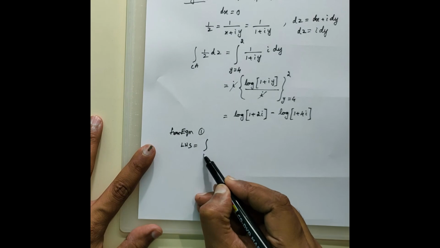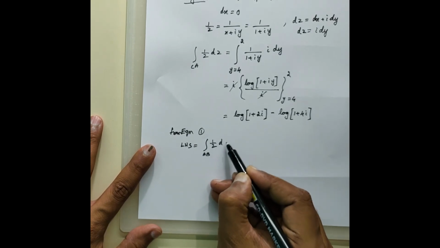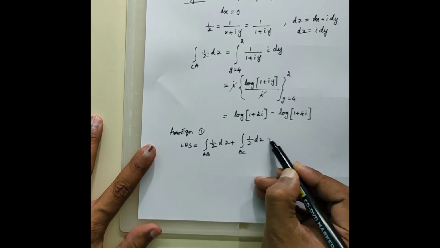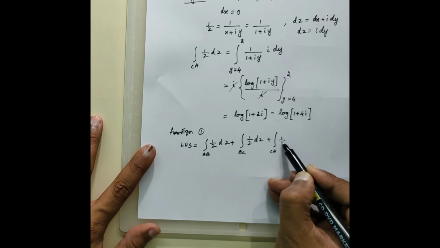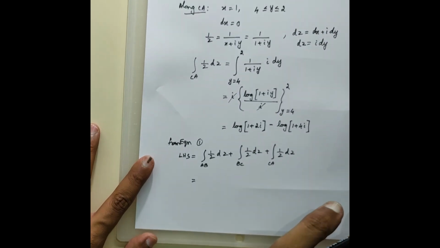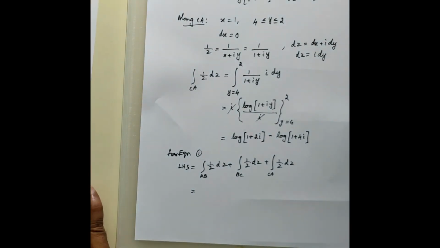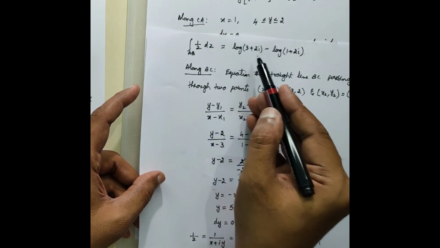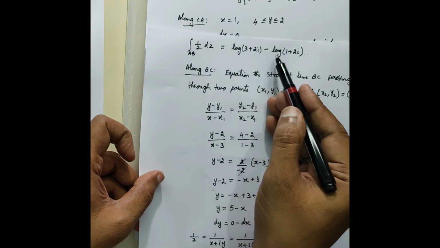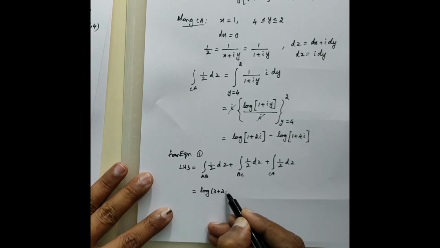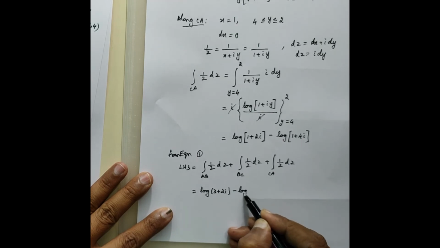So you have, the left hand side, the integral along AB of 1 by z dz, plus the integral over BC of 1 by z into dz, plus the integral over CA of 1 by z into dz. Along AB, the integral is log of 3 plus 2i minus log of 1 plus 2i. So that value you can plug in here. So we will be getting log of 3 plus 2i minus log of 1 plus 2i.